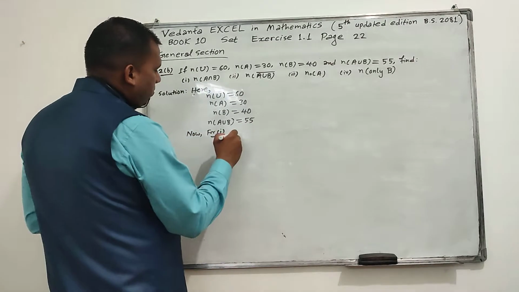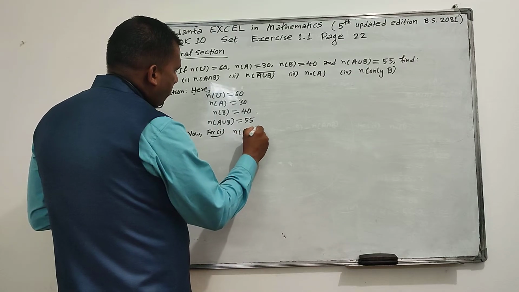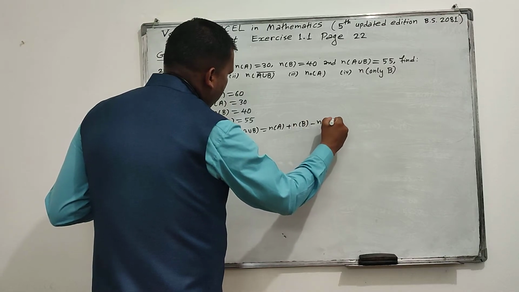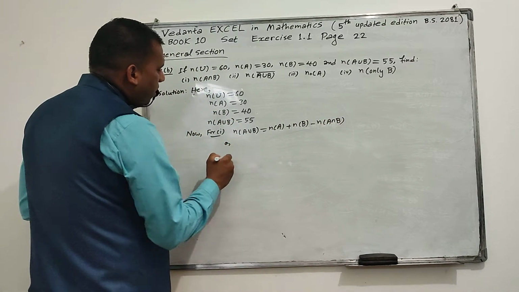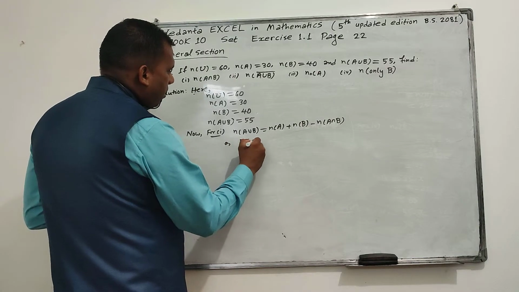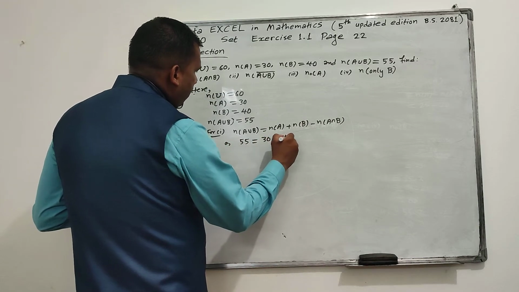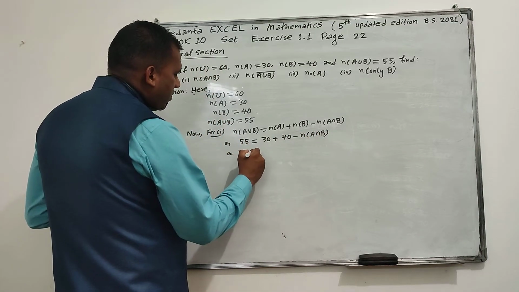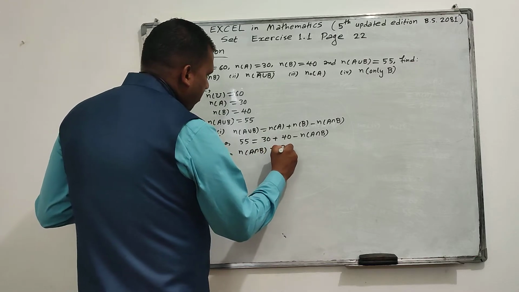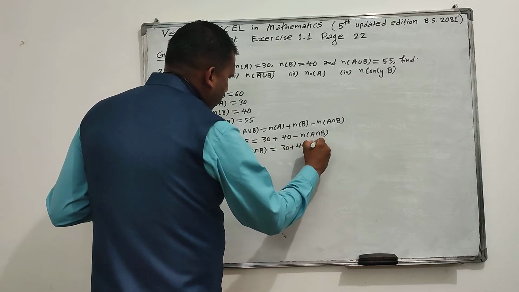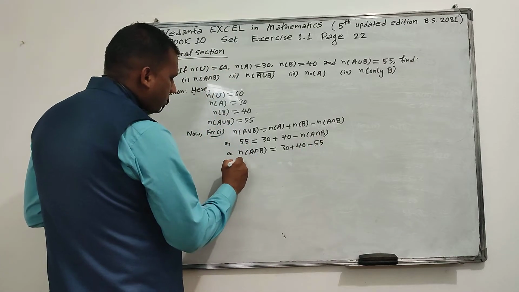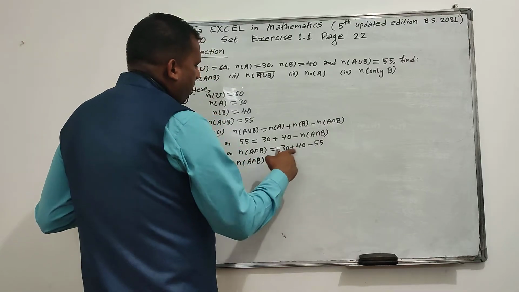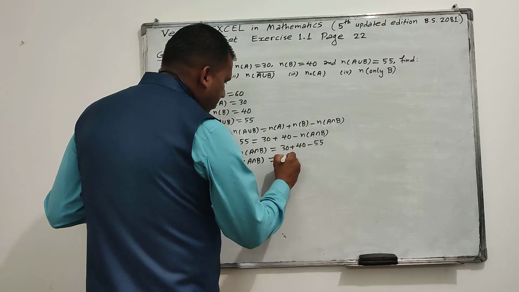Now for 1, number of A intersection B. Using formula, number of A union B equals number of A plus number of B minus number of A intersection B. Or number of A union B is 55 equal to number of A 30 plus number of B 40 minus number of A intersection B. Or number of A intersection B equals 30 plus 40 minus 55. Therefore, number of A intersection B equals 70 minus 55, that is 15.